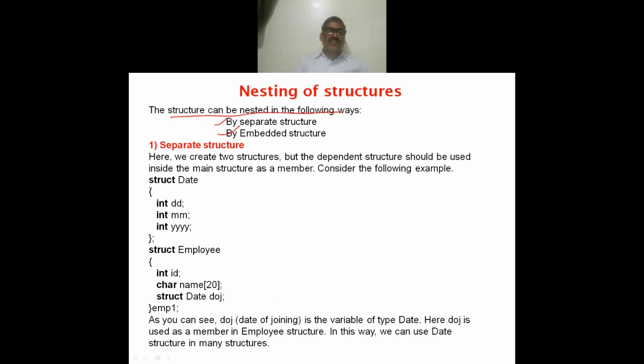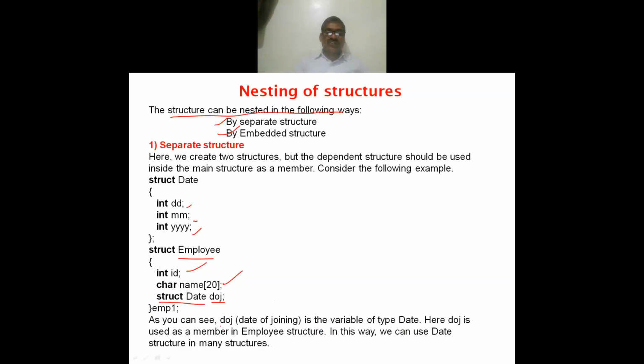Okay, so for example, struct date, which will have dd, mm, yy. These are the three data members. Then we are defining a structure employee, which will have id, employee name, and then doj, date of joining, which is of struct date type. So this is what we are calling separate structures.